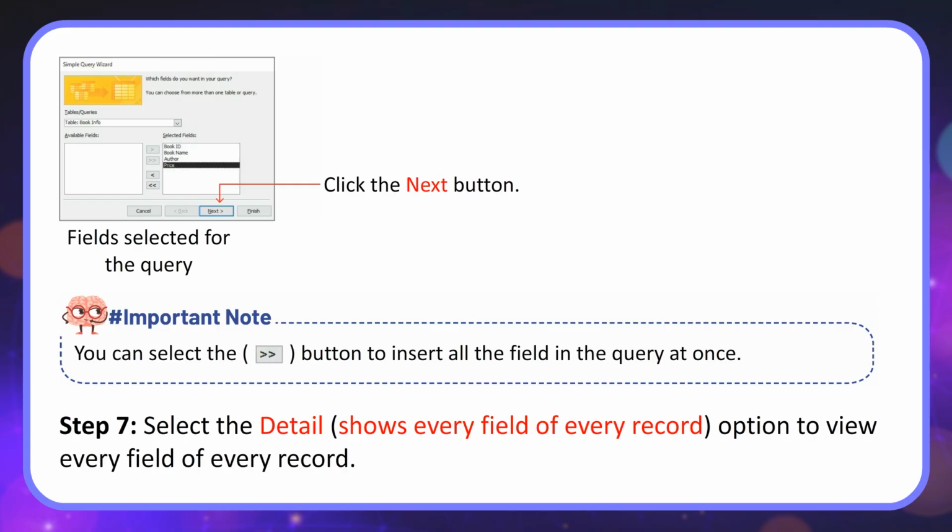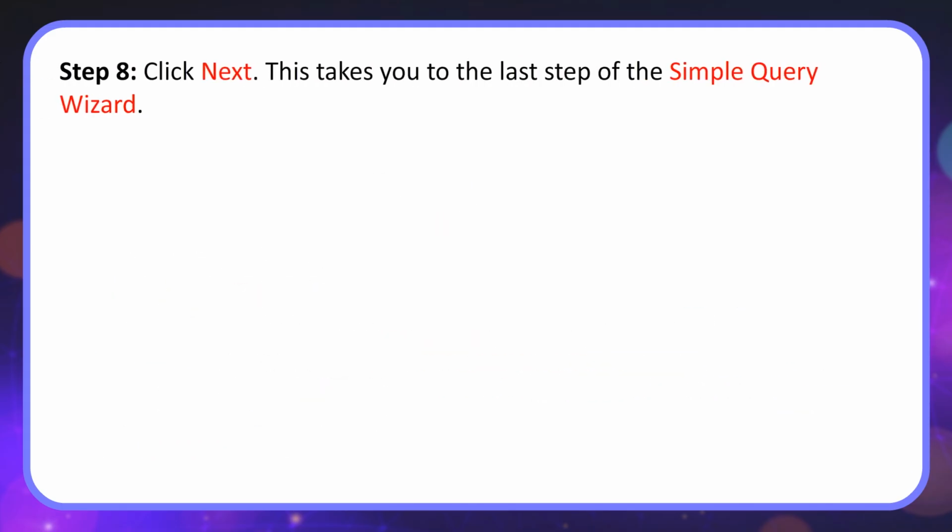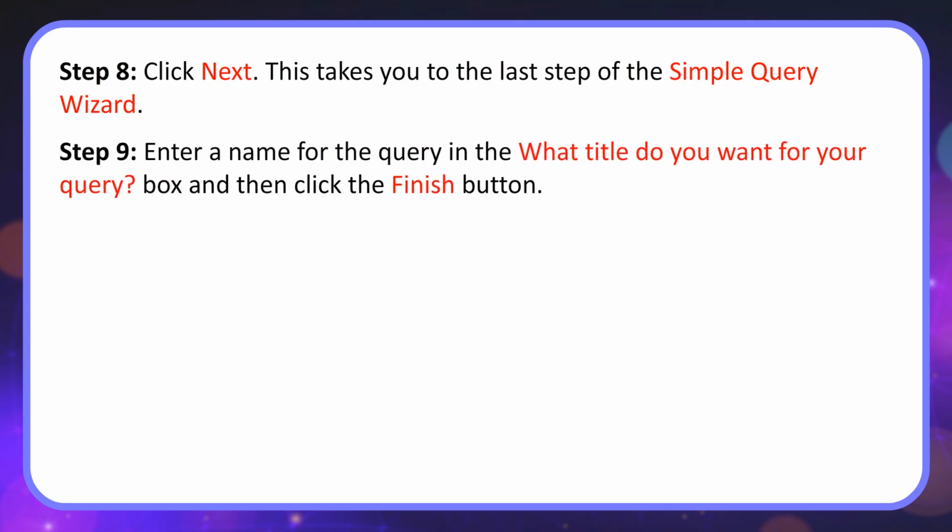Step 7. Select the Detail, shows every field of every record, option to view every field of every record. Step 8. Click Next. This takes you to the last step of the Simple Query Wizard. Step 9. Enter a name for the query in the What title do you want for your query box and then click the Finish button.